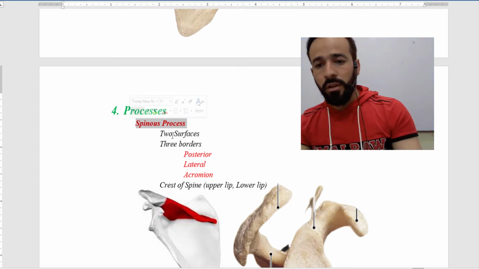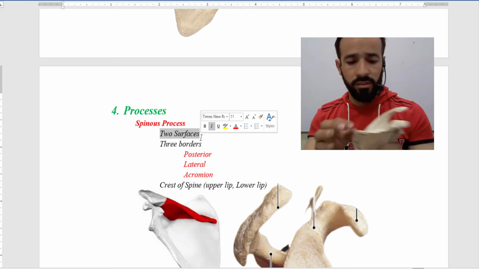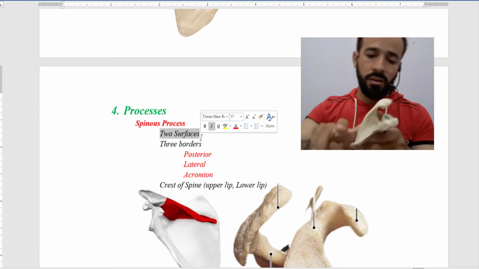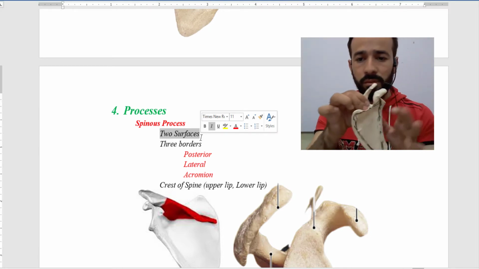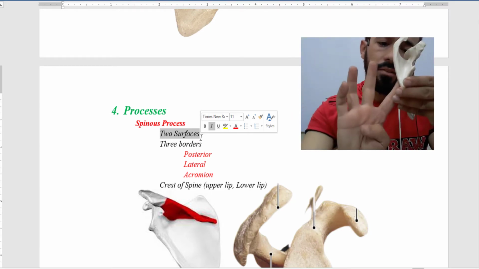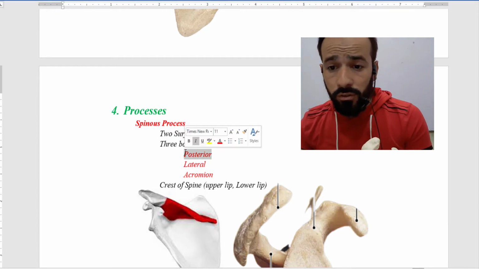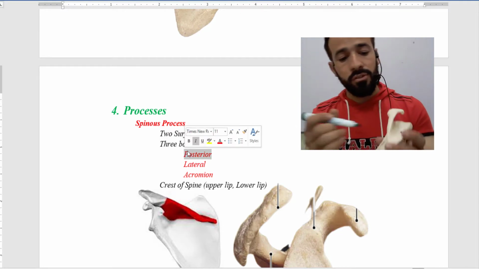How many processes? Three. First, the spinous process has two surfaces: a superior surface and an inferior surface. That's so simple. Then it has three borders. What are those borders? Let me mention them here.